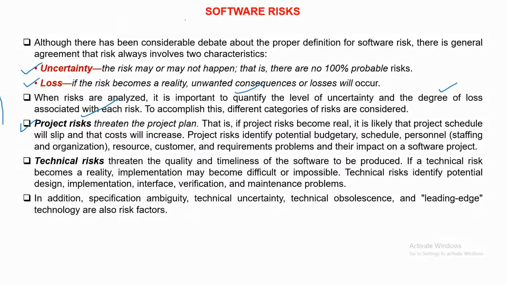So project risk identifies potential budget related problems, schedule, various personnel, staffing resources related to the customer, requirements problem, and other impact on the software project. All these factors can have impact on your project risk.